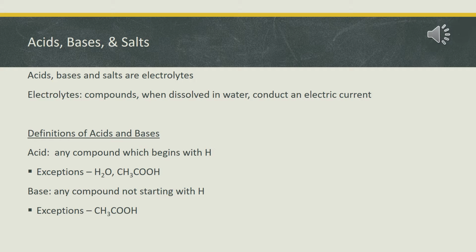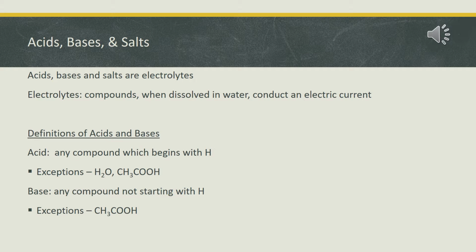Now, let's look at our definitions of acids and bases. We've been using pretty simple definitions for them throughout the year. The ones we've used are: an acid is any compound which begins with H when we look at the chemical formula, and a base is anything not starting with an H. So if you look at acids, there's a couple exceptions. There's more than two, but a couple there is H2O. Well, water starts with an H, but it's not an acid.